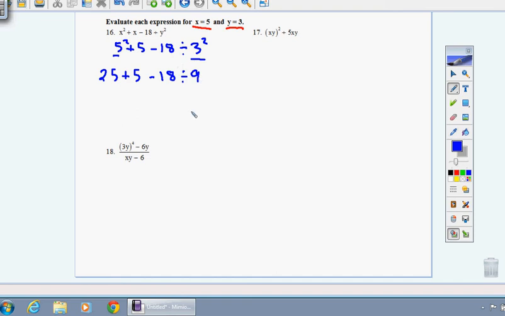Alright, now do I have any multiplication or division? Well, I do. I have division here. So we're going to do that. 18 divided by 9 would give me 2. So I have 25 plus 5 minus 2. Okay? And since all we have left is addition and subtraction, we work left to right. 25 plus 5 is 30. And 30 minus 2 would give me an answer of 28.